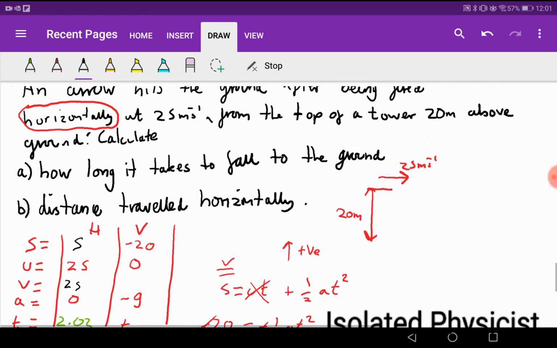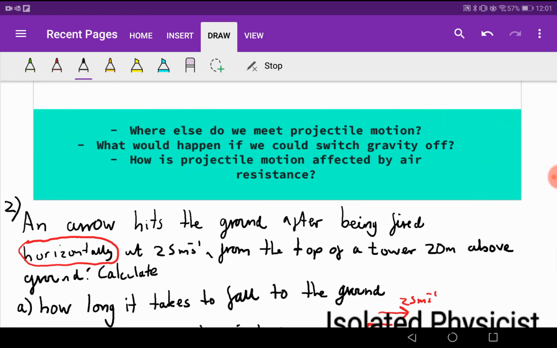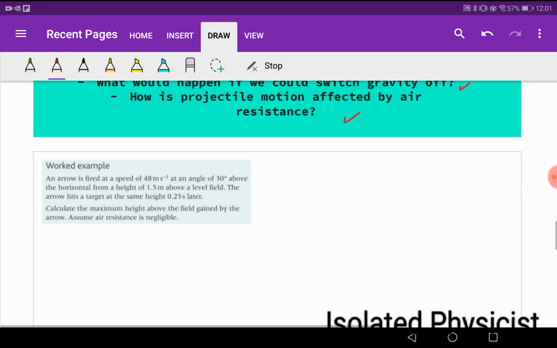Okay guys, so today we have looked at where else we meet projectile motion. We've looked at what happens if you could switch gravity off, and we've looked at how projectile motion is affected by air resistance. So I hope you've learnt something today. Yeah, don't bother with that question, page 135 that is.